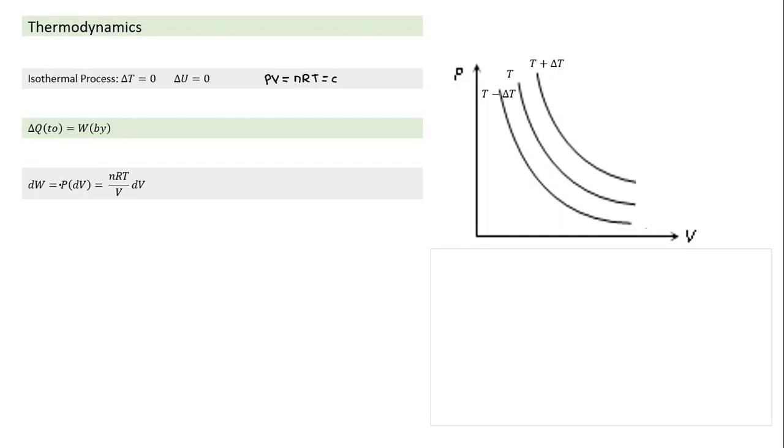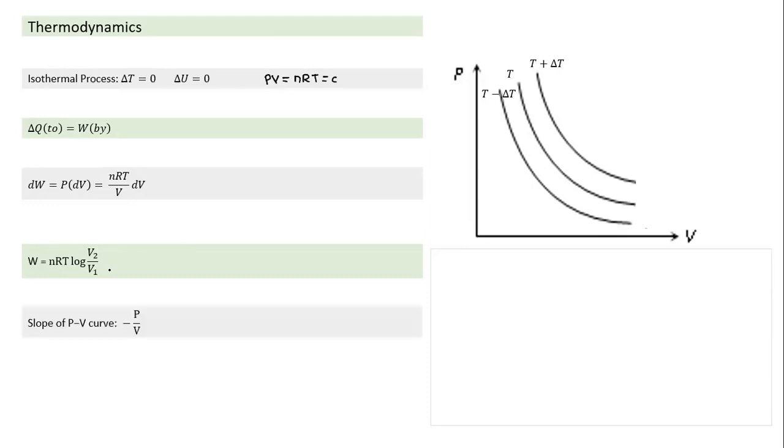So whenever we have to find work done, we need to express P in the form of V. So we write P as a function of V, which is nRT by V. And if I integrate, I get the work done. Work done is very simple, nothing to memorize. T remains constant. Work done in an isothermal process is nRT ln of the final volume divided by the initial volume. It is positive when V2 is greater.